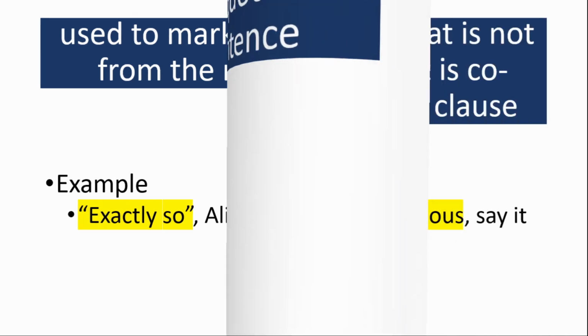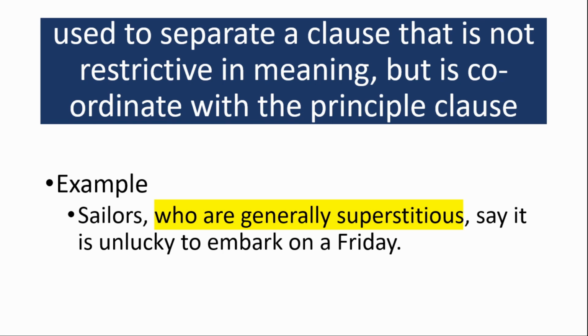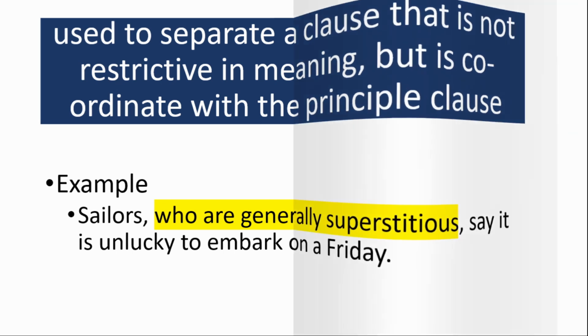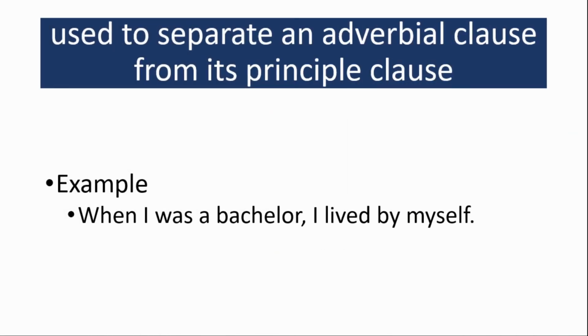Further, a comma is used to separate a clause that is not restrictive in meaning, but is coordinate with the principal clause, as, sailors, who are generally superstitious, say it is unlucky to embark on a Friday. Last but not least, comma is used to separate an adverbial clause from its principal clause, as shown in the following example. When I was a bachelor, I lived by myself.